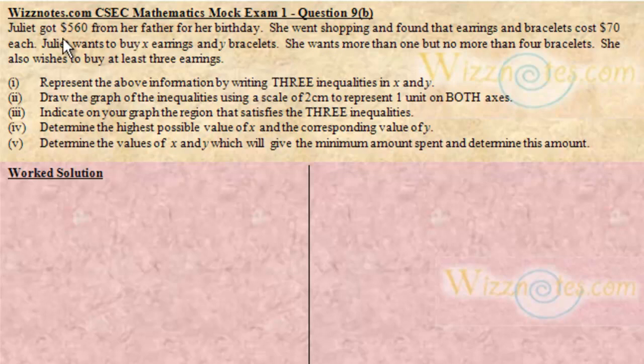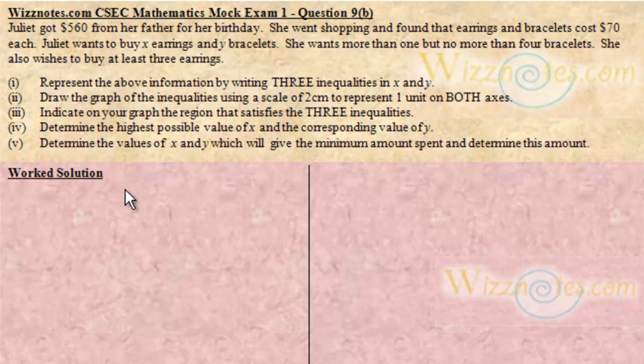Now, this is a linear programming question because, as we can read, we have limitations and constraints on how Juliet can purchase her earrings and bracelets, limitations on how she can spend her $560. So this is a linear programming question.